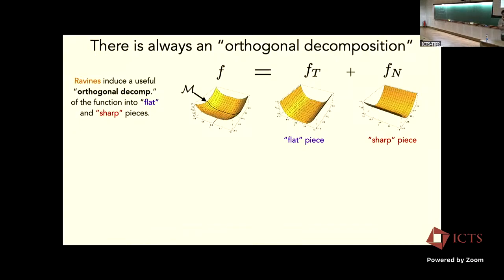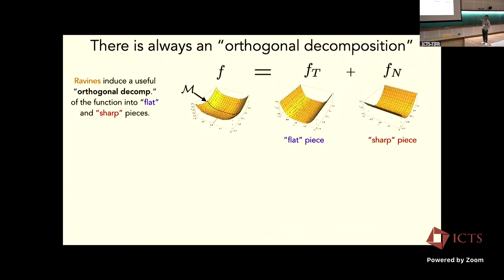So here, M is my ravine. And what I'm going to do is take M, and I'll take our function f, and I'll look at its behavior along M, and then I'll just radially extend it out, okay? You can think of this as the smooth extension of the function. It's kind of like taking the function and precomposing it with the projection onto the manifold, okay? That's what this flat piece is. It gets rid of all the quadratic growth in this direction. It's just purely flat. Okay.